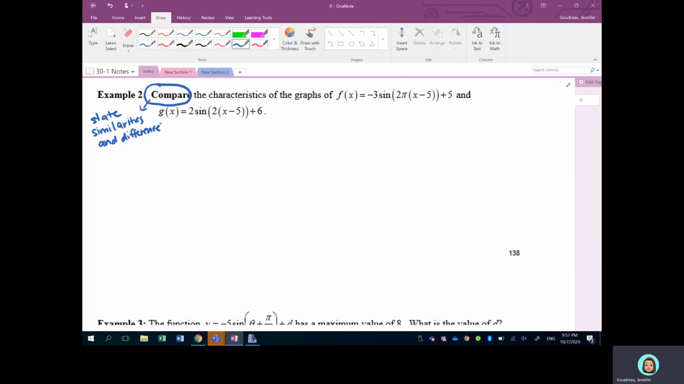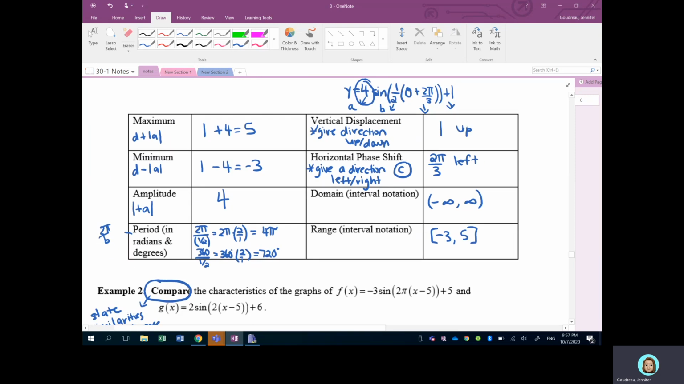So let's look at f at x and talk about what some of its characteristics are. Here's what we're going to comment on. For f at x, we're going to talk about the amplitude, the period, the phase shift, the vertical displacement, the maximum, and the minimum. So pretty much all of those same characteristics that we talked about in the previous example, we're going to talk about here.